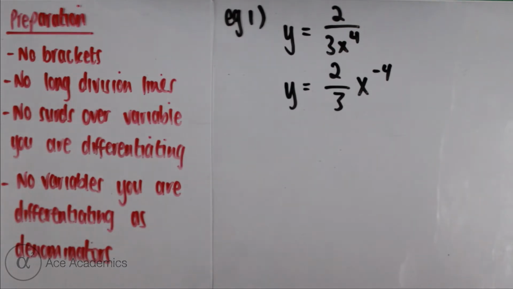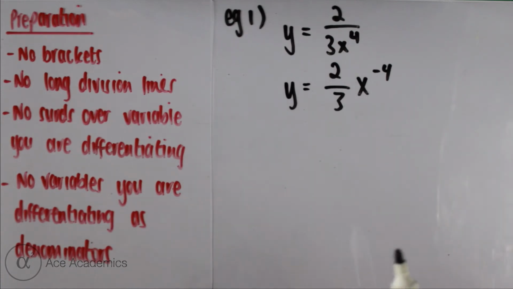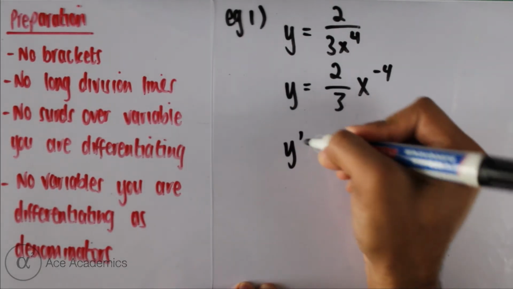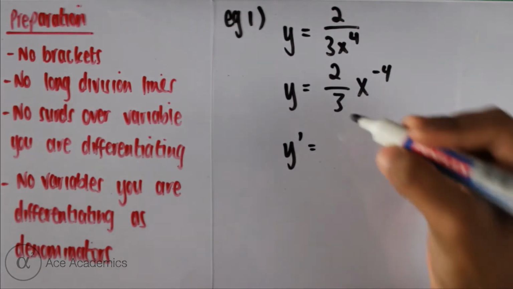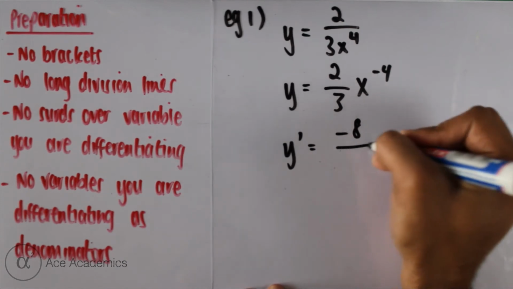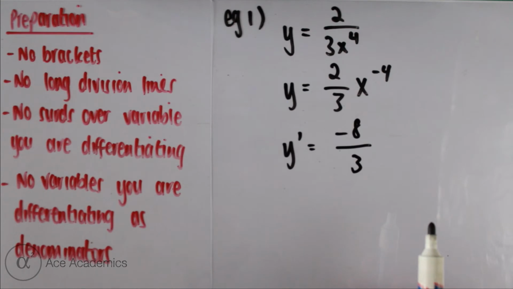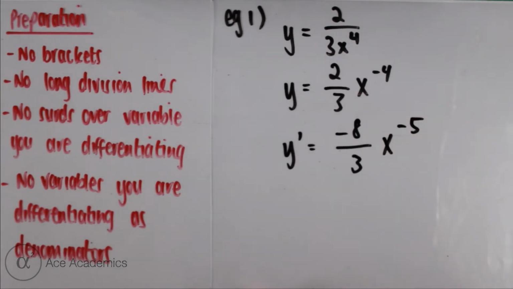Now this identifies as the third rule of differentiation, which is the power rule. So we take the exponent and we multiply it by the coefficient and we subtract 1 from the exponent. Now in this step, when we're doing the derivative, we now change our notation. So it becomes y prime is equal to minus 4 times 2 over 3 is minus 8 over 3, and then we remove 1 from the exponent of the x. So it becomes x to the power negative 5.